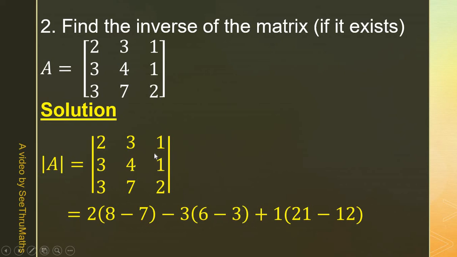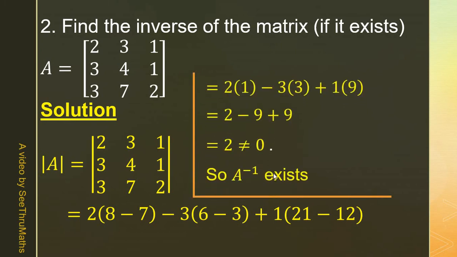Next one is plus 1, this 1. Now remove this row and remove this column, and the remaining is 3, 4, 3, 7. Find the minor for this one. That means 3 multiplication 7 is 21. See here 21. Then 4 multiplication 3 is 12. So 21 minus 12. So now I simplify this one and we get the answer 2.